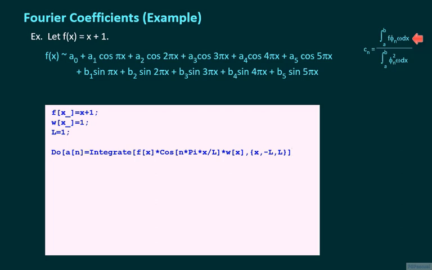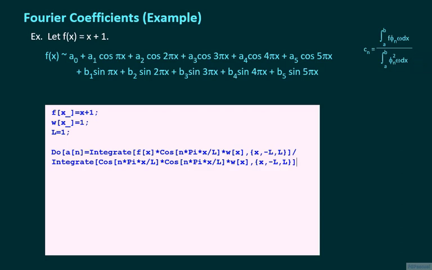Now this is the numerator for a sub n. The denominator is the integral of phi sub n squared times omega. Phi sub n is cosine n times pi times x over capital L, multiplied to itself, and then times w of x. Again, we integrate from -L to L.